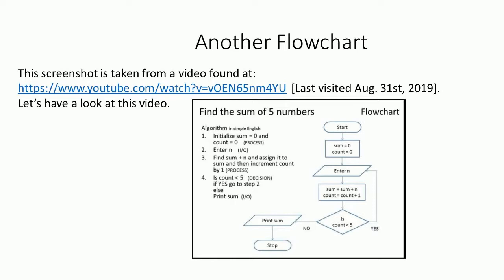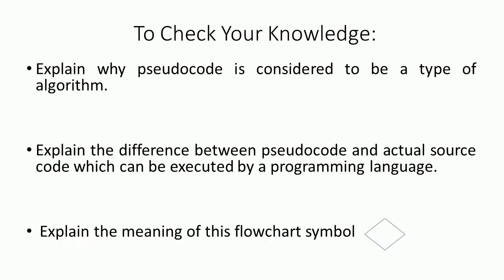Let's have a look at this video. To check your knowledge, explain why pseudocode is considered to be a type of algorithm. Explain the difference between pseudocode and actual source code which can be executed by a programming language. Explain the meaning of this flowchart symbol.